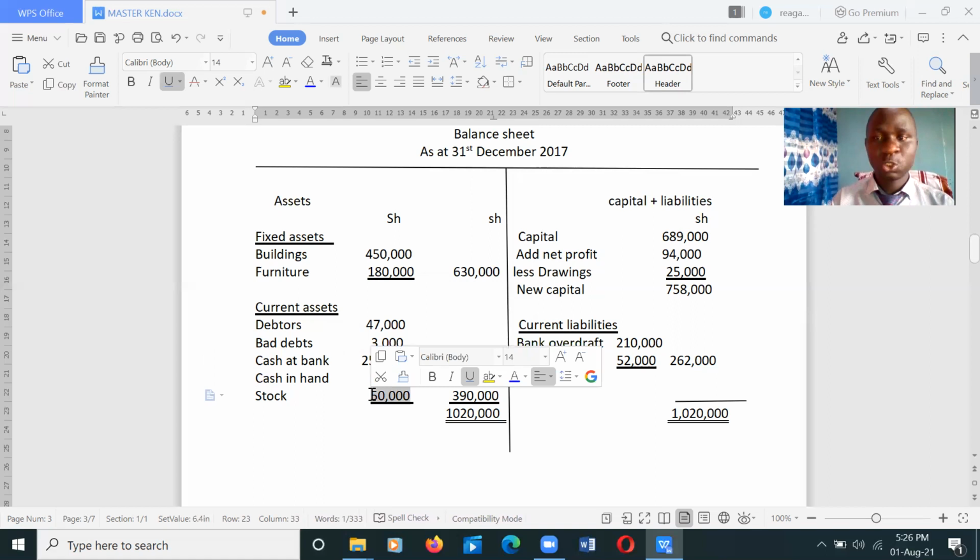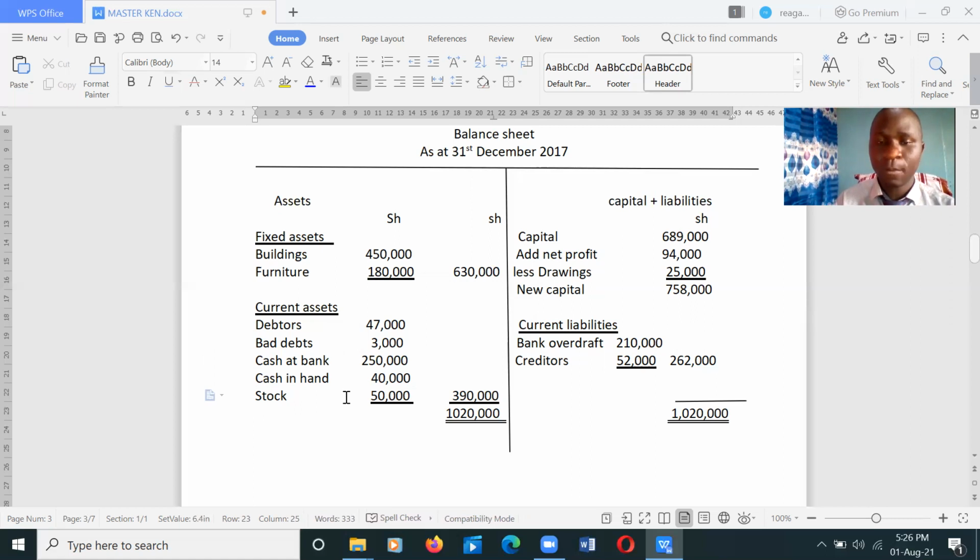It's important to note that the stock I'm using here, 50,000, is not the opening stock, but the closing stock. So it's important to know that closing stock is used twice. One, it will affect the trading profit and loss account. How? It will be subtracted from goods available for sale to get what we call COGS. But when it comes to preparing a balance sheet, closing stock will be used as a current asset. That's why I've indicated it there. So after that, I get 390,000 as our total current assets.